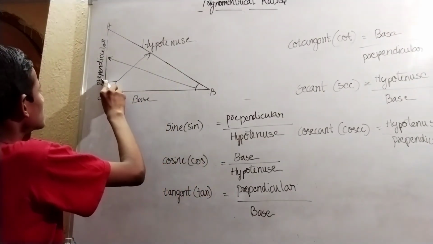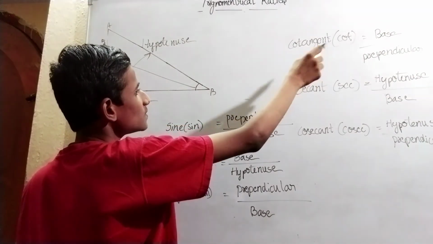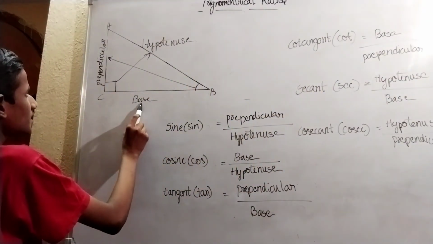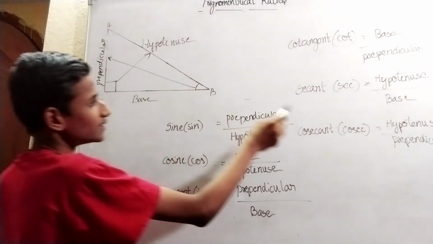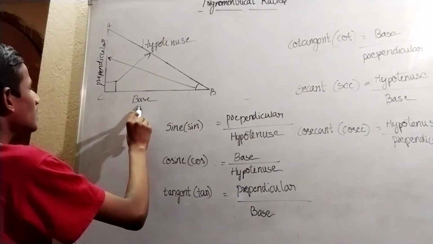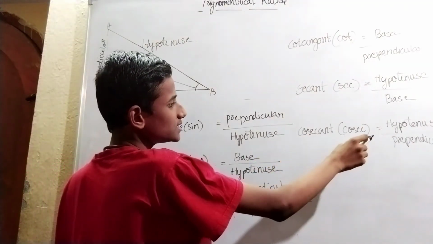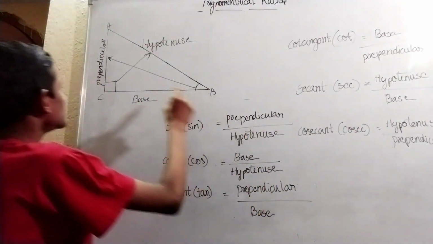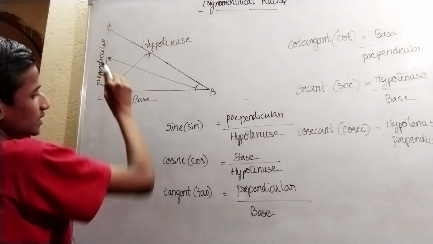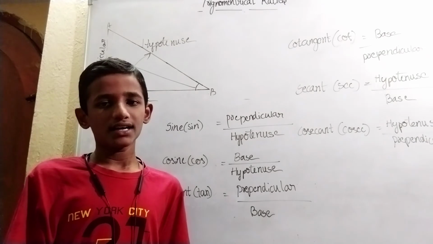Next, cotangent means base by perpendicular. Next, secant means hypotenuse by base. Next, cosecant means hypotenuse by perpendicular. These 6 ratios are difficult to understand.